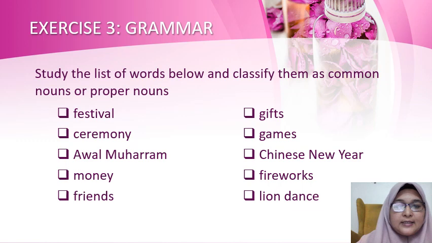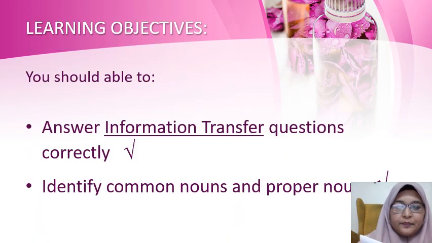Okay, which one is common nouns? Common noun in Malay, kata nama am. Which one is the common noun? Festival, ceremony, money, friends, gift, games, fireworks, and lion dance. And which one is proper nouns? Proper nouns, kata nama khas: Awal Muharram, and Chinese New Year. Okay, so now we have done the learning objective 2.